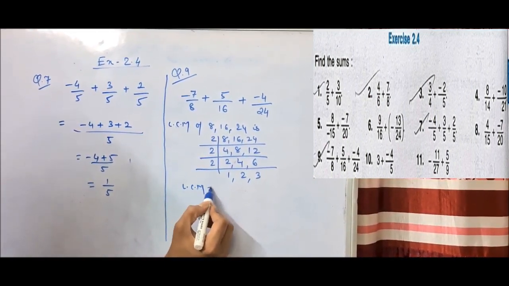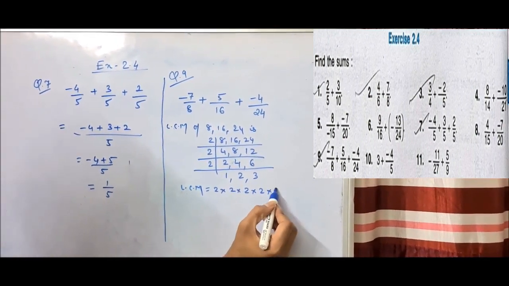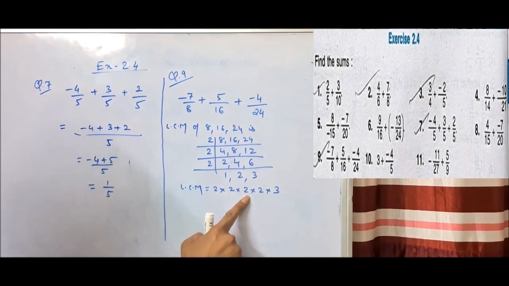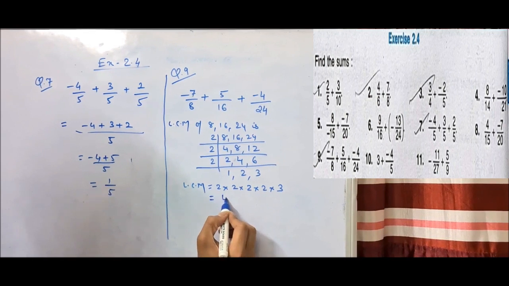So what is our LCM? 2 into 2 into 2 into 2 into 3. 2 2s are 4, 4 2s are 8, 8 2s are 16, 16 3s are 48. So our new LCM is 48.